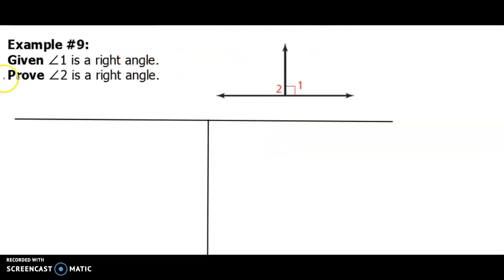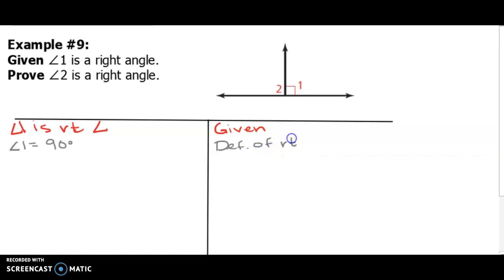So we always have to start with the given. Angle 1 is a right angle, that's given. Well, as we all should know, if something is a right angle, that means that it is equal to 90 degrees. That's just the definition of a right angle.